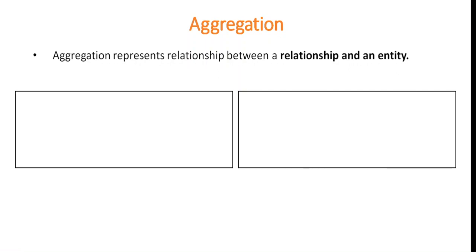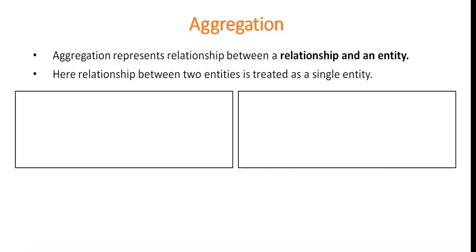Aggregation is what? Aggregation is used to represent a relationship between a relationship and an entity. See, up till now we have seen relationships between two entities, three entities, or more than three entities, meaning how different entities are related to each other. But if we want to represent a relationship between one relationship and another entity, then in the ER model we don't have any technique to represent this kind of relationship. But here in the extended ER model, or enhanced ER model, we have the aggregation concept.